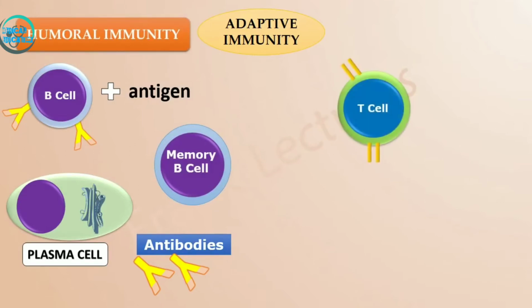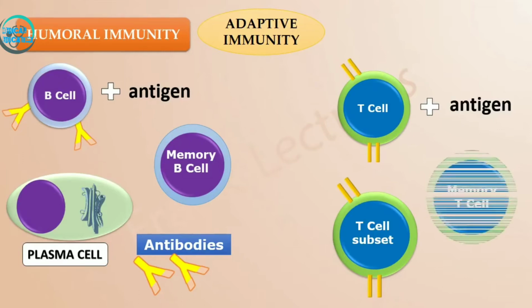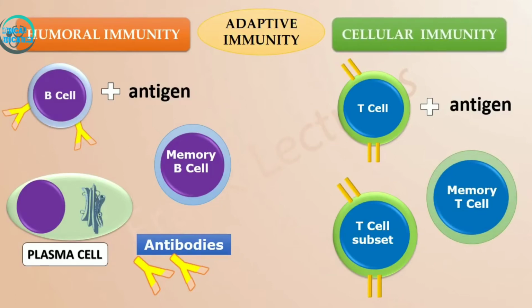Similarly, when T cells recognize the antigen, they differentiate into T cell subsets, namely T helper cells and T cytotoxic cells. These subsets of T cells further lead to the destruction of the invader and the infected cells. Some of these cells also differentiate into memory T cells. This immune response is known as cellular immune response. So, now that we understand what is adaptive immune response and its types, let's understand what immunogenicity and antigenicity means.